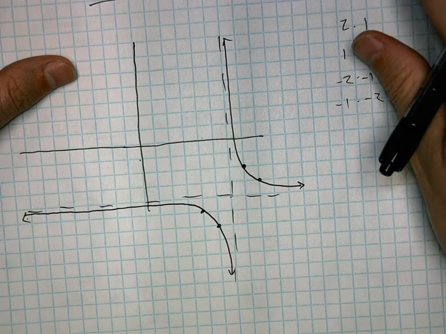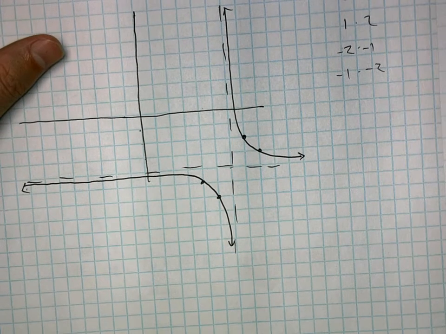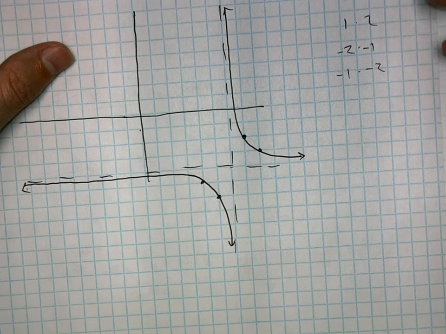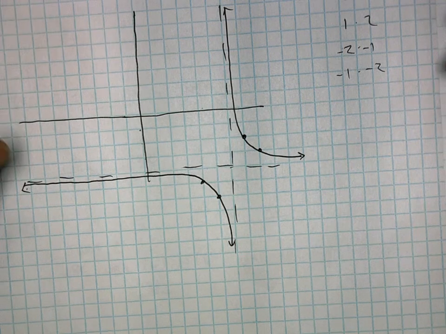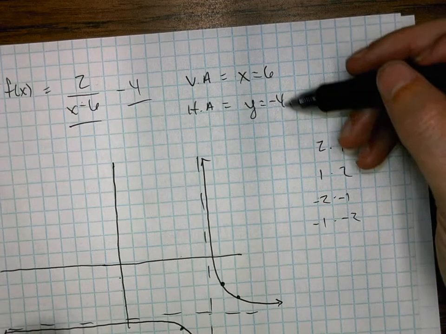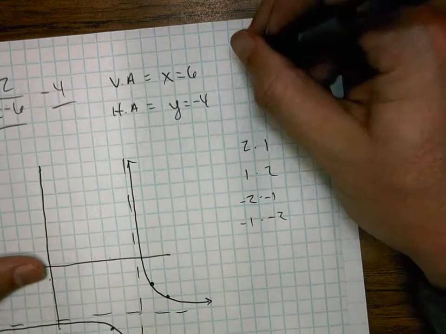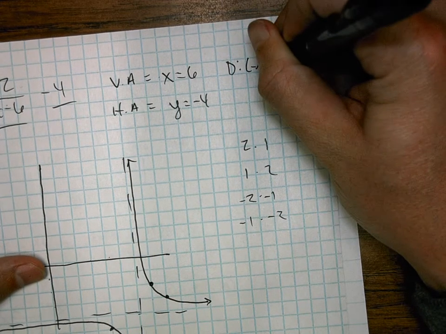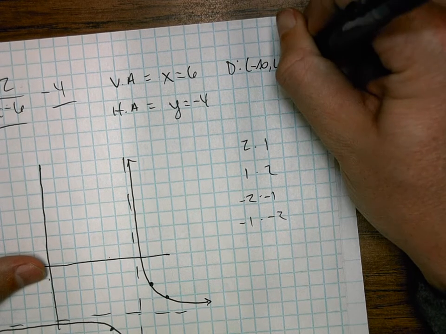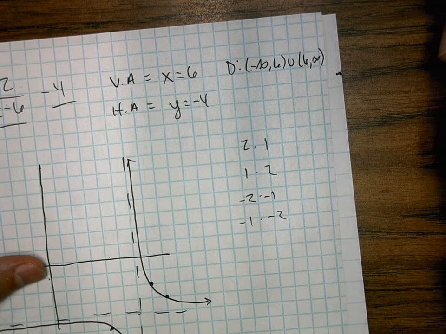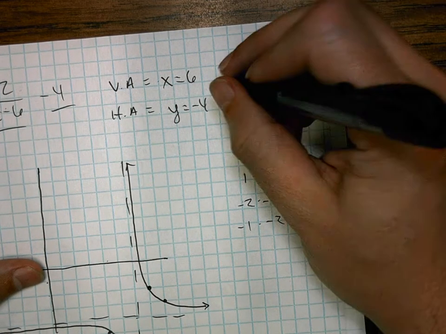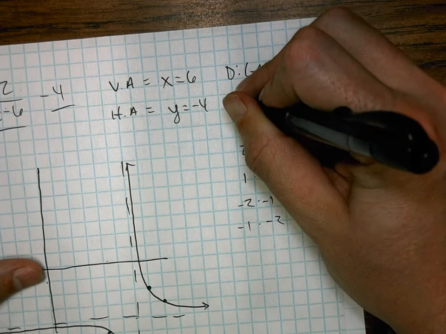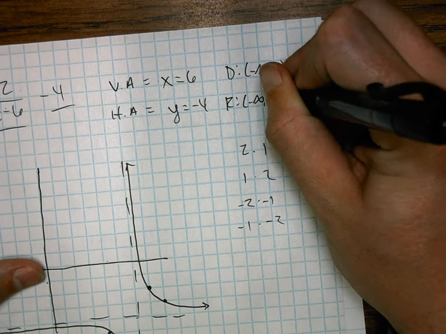Okay, so we sketch the function, identify the domain and range. You can get the domain and range from your asymptotes. Your domain is from negative infinity to 6, union 6 to infinity. And the range is from negative infinity to negative 4, union negative 4 to infinity.